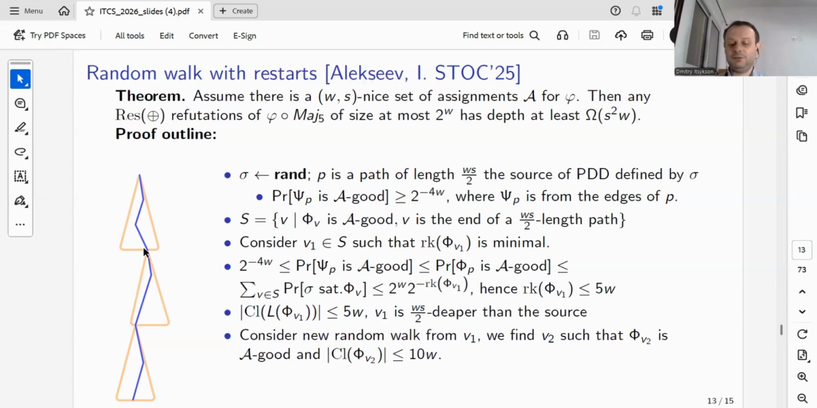Then we execute a second random walk starting from V1 using a random solution of the system phi V sub 1 and another WS over 2 steps. We will reach a node V2 that is deeper by WS over 2 steps such that phi V2 is also good and its closure is smooth. We repeat this S over 10 times until the size of the closure reaches WS over 2. Finally, we get a total depth of S times 10 times WS over 2, which is omega of WS squared.